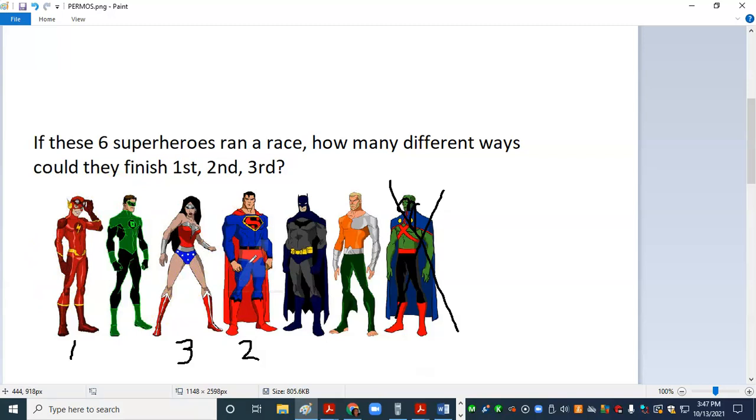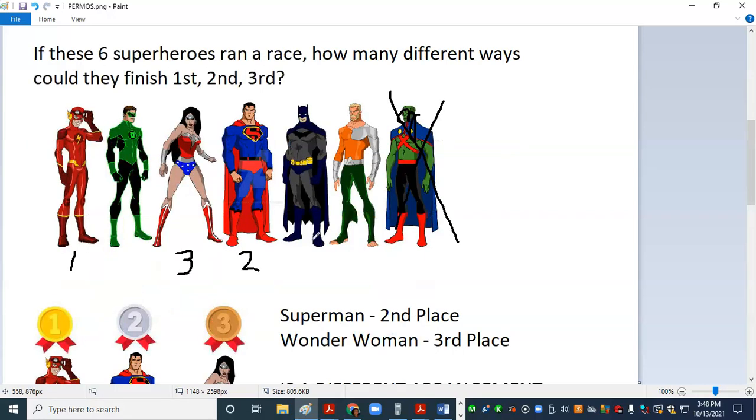Now I have to ask myself, does the order matter or doesn't the order matter? Well, let's look at a different arrangement. What if I had the same 3 superheroes, but they came in a different order? What if Wonder Woman came in first, the Flash came in second, and Superman came in third? That would be a different arrangement, would it? That would not be the same as the Flash coming in first, Superman coming in second, and Wonder Woman coming in third. So even though I have the same 3 folks, if I arrange them in a different sequence, that would be a different grouping. And so the order does matter, right?